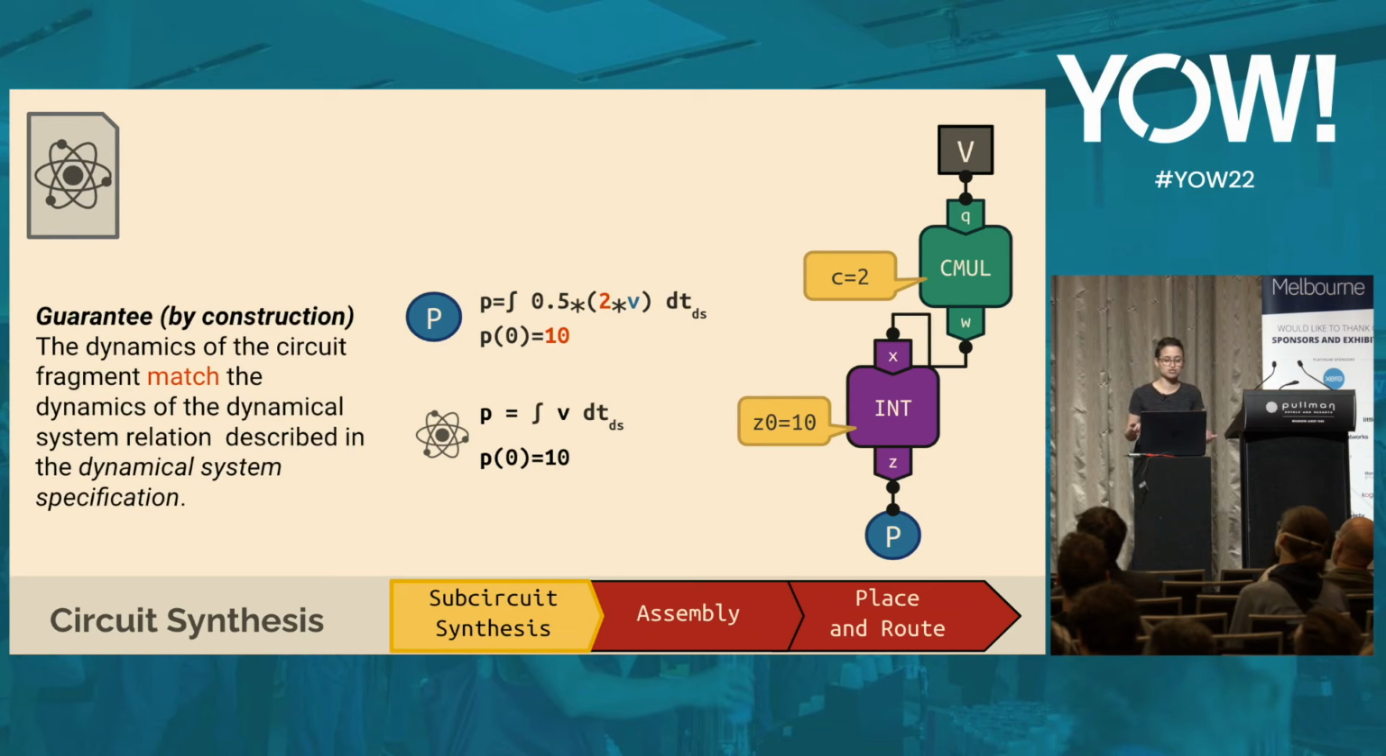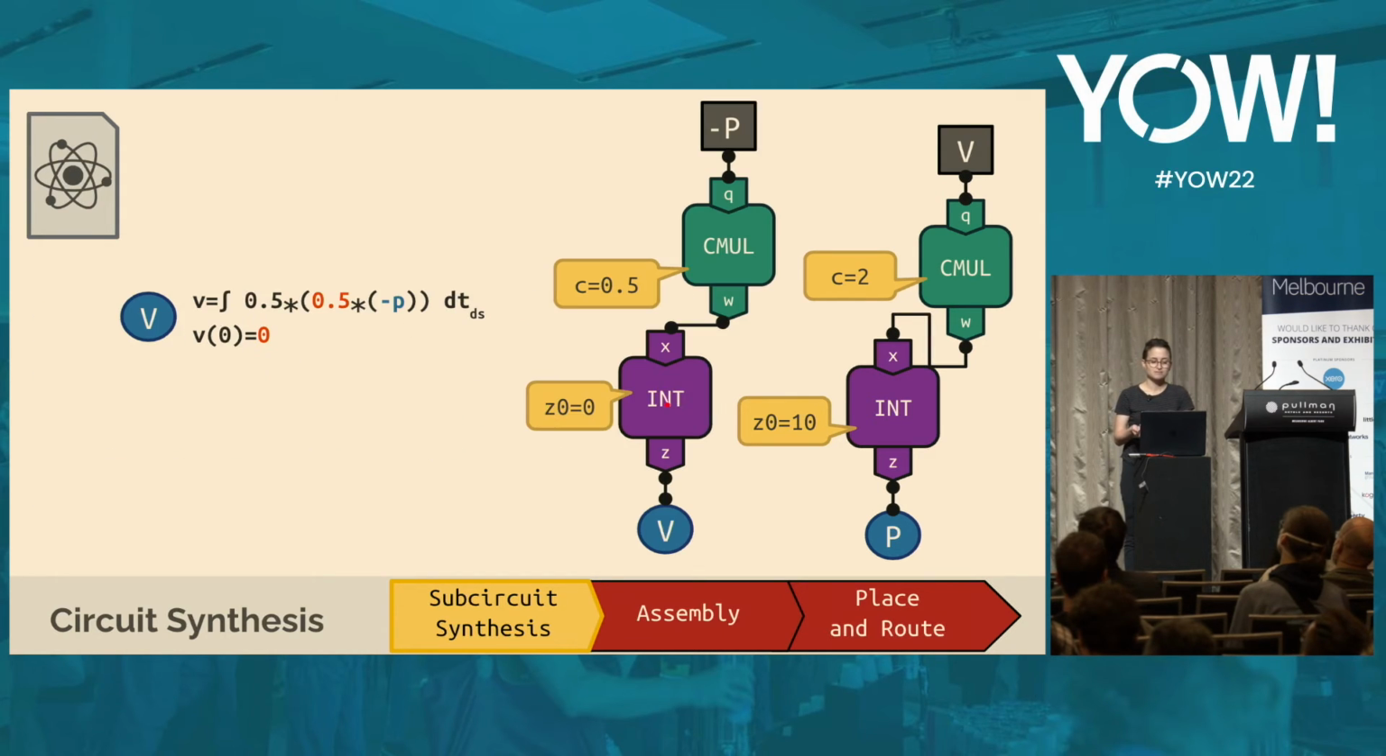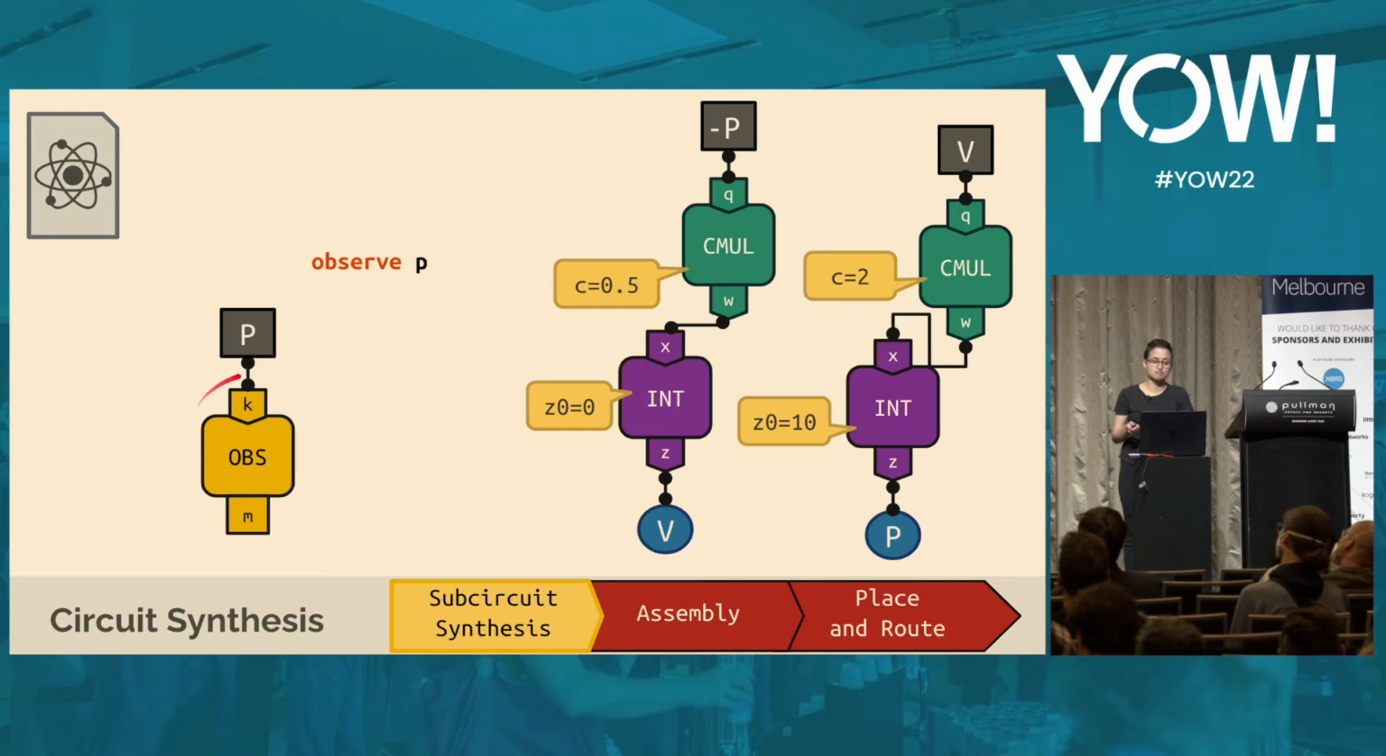And this is a guarantee by construction. Because of the way the compiler works, the dynamics of the circuit fragment will always match the dynamics of the dynamical system relation. And so we repeat the process. Here's the circuit that describes the velocity of the harmonic oscillator. And again, we can confirm that it's algebraically equivalent, or the dynamics match the velocity of a harmonic oscillator. And then we have this last block, which basically captures the observed P statement.